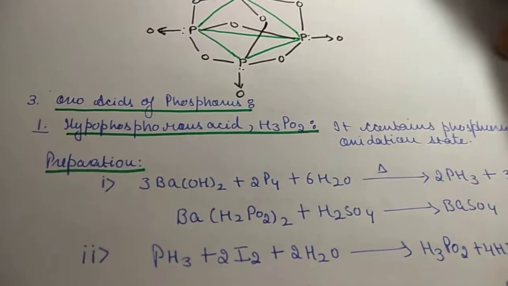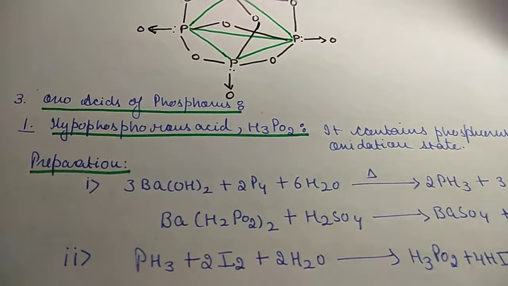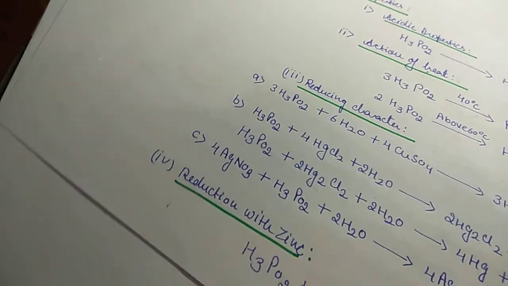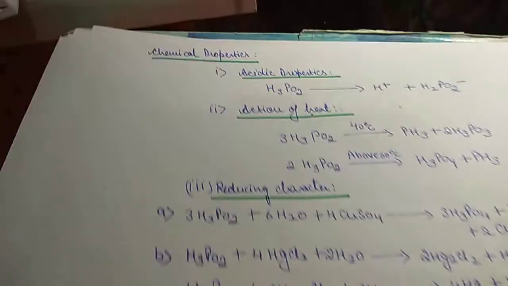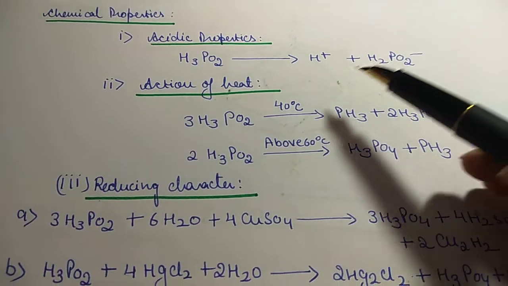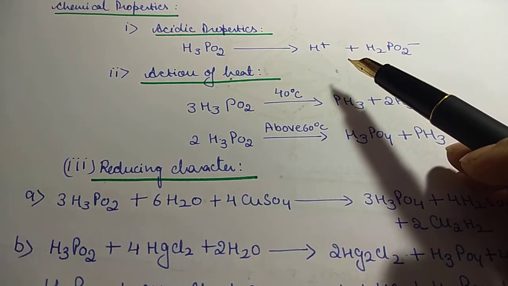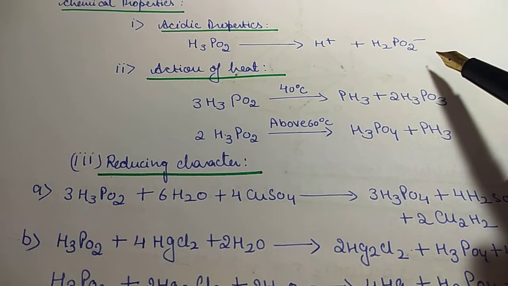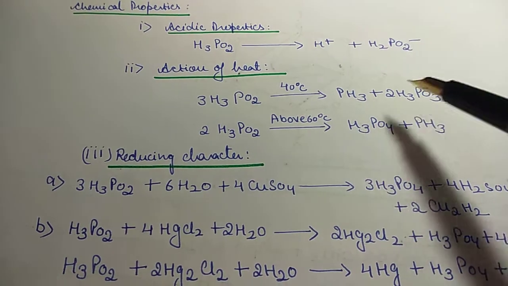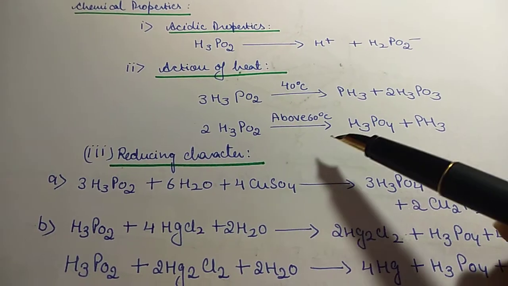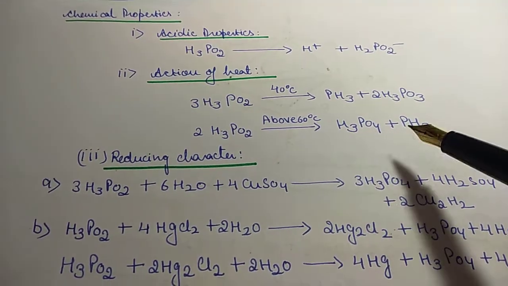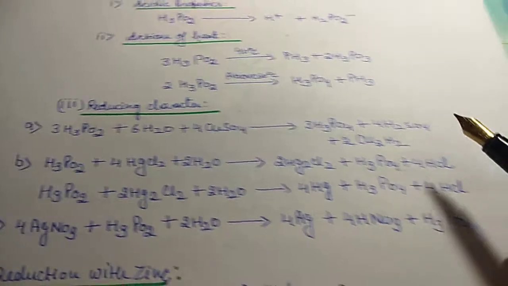Next are its chemical properties. We will study the acidic properties. It dissociates into H positive ion and H2PO2 negative ion. Then at 40 degrees Celsius, it dissociates to form phosphine and H3PO3. Above 60 degrees Celsius, it forms phosphine and H3PO4, orthophosphoric acid.